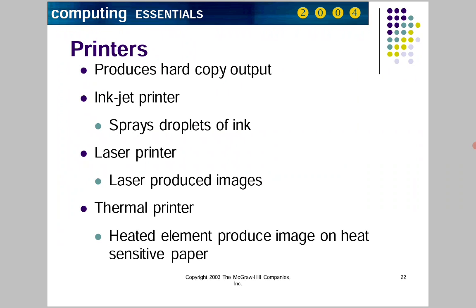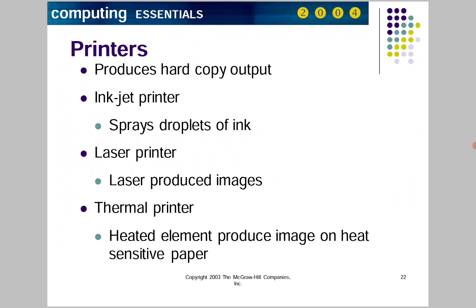Another important standard output device is printers. Printers are used to produce hard copy outputs. There are different types of printers like inkjet printers, laser printers, and thermal printers. Inkjet printers use sprays or droplets of ink. Laser printers are used to produce images with high quality. Thermal printers use a heated element to produce an image on heat sensitive paper.